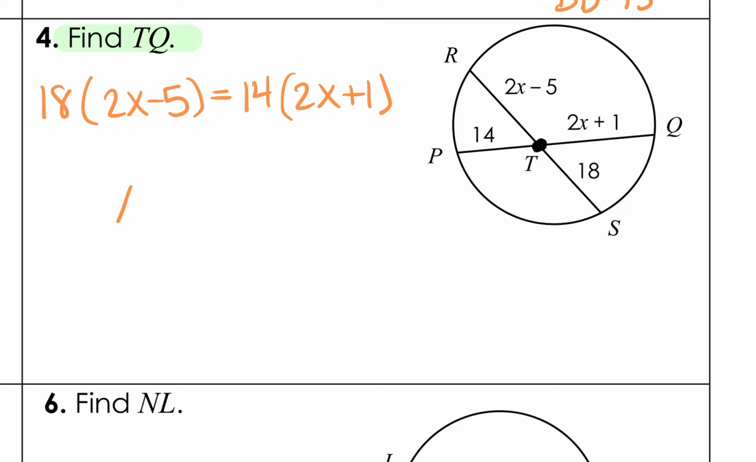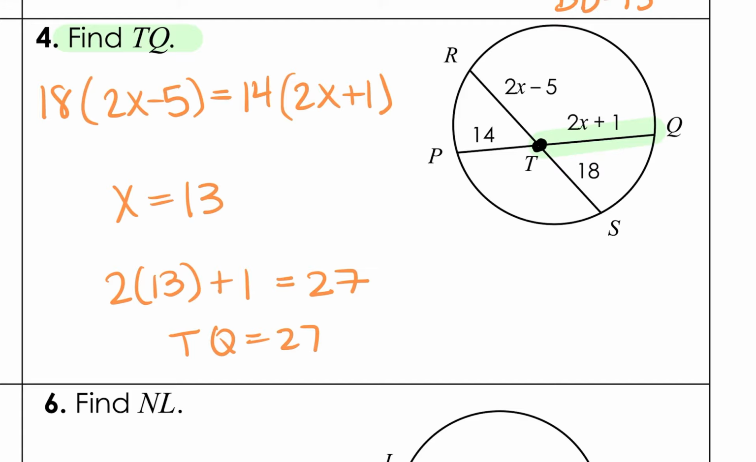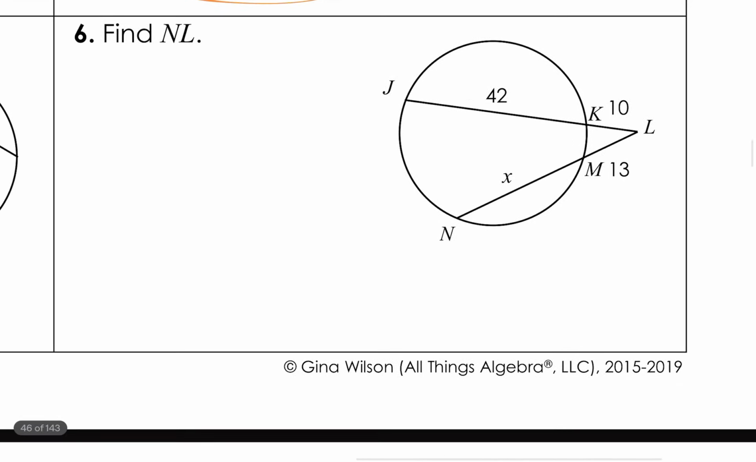We're finding TQ. So now that we've equated that, you should get that x is equal to 13. And then now that you know x, you need to plug that back in to find TQ. So TQ is only this segment here, so we only need to substitute that into 2x plus 1. And 26 plus 1 is 27. So TQ is 27.